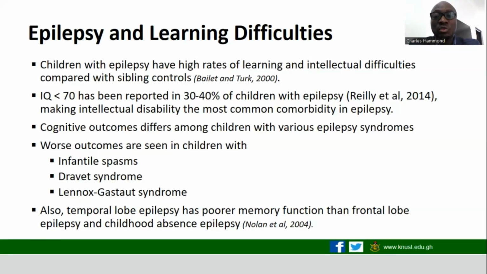Cognitive outcomes differ among children with various epilepsy syndromes, and the worst outcomes are seen in children who suffer infantile spasms or epileptic spasms, or West syndrome, Dravet syndrome, Lennox-Gastaut syndrome. So these three categories of patients with epilepsies will have the worst cognitive outcomes. It's also important to note that temporal lobe epilepsy will lead to poorer memory function than frontal lobe epilepsy and childhood absence seizures. So these ones have to do with where the abnormal neuronal networks are, the focus of the abnormal neuronal networks within the brain.